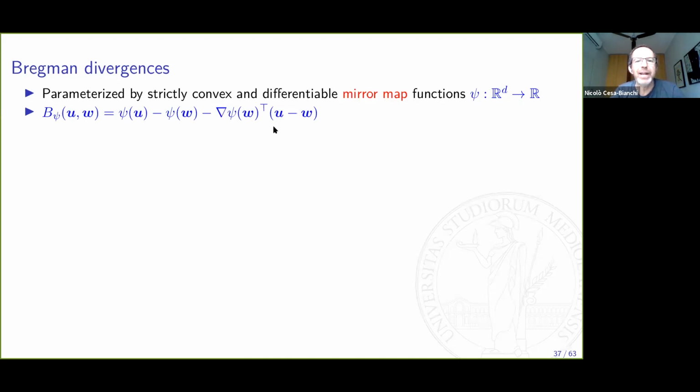And it's defined like that. Okay, this looks a little ugly, but this is just the error you make if you take a first order Taylor expansion of your convex function psi around W. So you're expanding psi of u around W, and this is the first order expansion of psi of u around W, and the difference between the two is the Taylor remainder, right? Okay, so since the function is convex, a first order approximation will incur some error, and the Bregman divergence exactly measures this error.